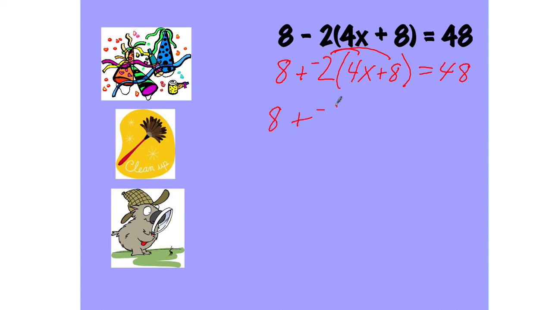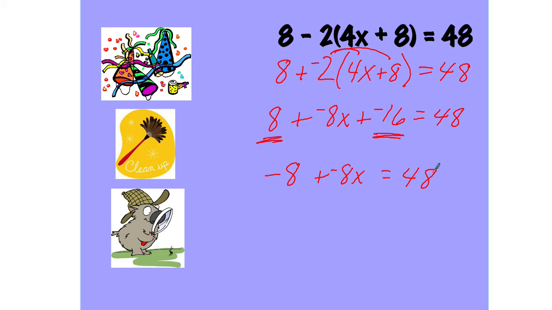Okay, so distributing in this negative 2, I still have my 8. This is going to give me a negative 8x. This is going to give me a negative 16. And then I'm going to look through for like terms. I have a positive 8 and a negative 16. That's going to make a total of negative 8. And then I still have my plus negative 8x equal to 48.